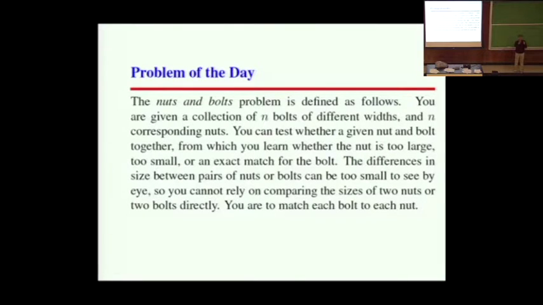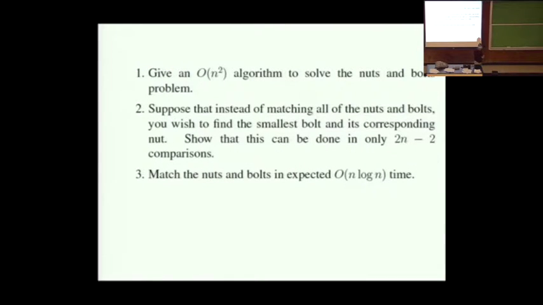Now, because these precisions are so tight, you can't look at two nuts and tell me which is bigger, and you can't look at two bolts and tell me which is bigger. The only comparisons you can do are a nut against a bolt. Does everybody understand the problem? So my goal here is to match nuts to bolts. I've got n nuts, n bolts. Can anybody give me an order n squared algorithm to pair up the nuts with the bolts?